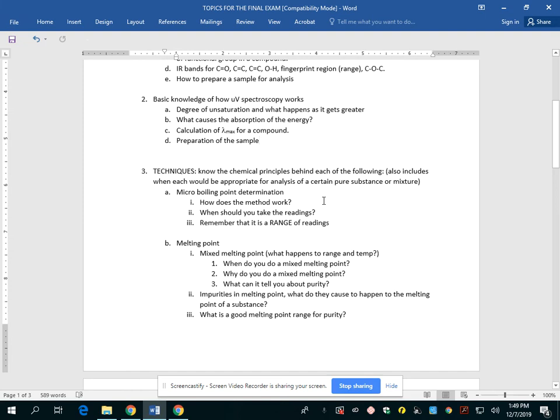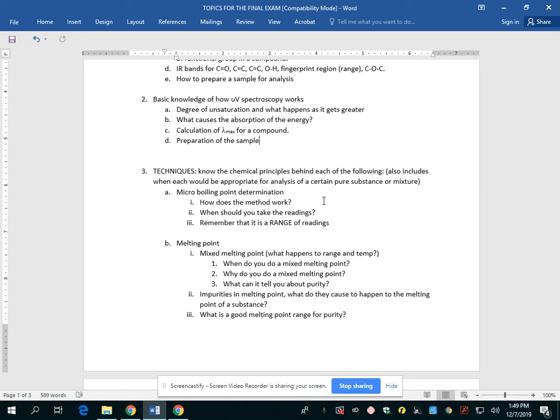And remember, typically on that, you're going to get a probably bigger range on the boiling point than you will on the melting point. So the melting point method, obviously, you have to put your sample into the tube.